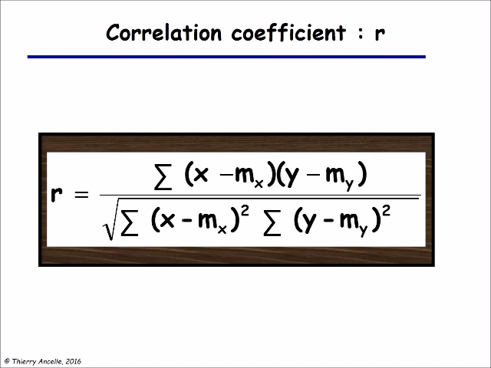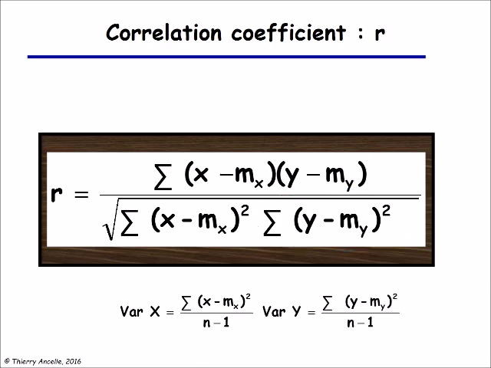Here is the formula. At first glance, it looks like a monster, but examine it carefully. First of all, in the denominator, under the square root sign, we have the product of two terms. The first term, sum of (x minus mean of x) squared, is the sum of the squares of the distances between each x and the mean of x. And you will recognize the numerator of the variance of x. In the same way, the second term, sum of (y minus mean of y) squared, is the sum of the squares of the distances between each y and the mean of y. And you will recognize the numerator of the variance of y.